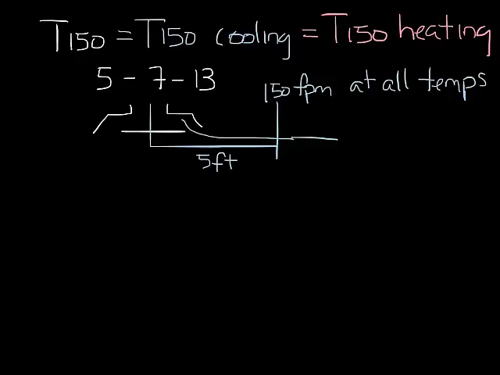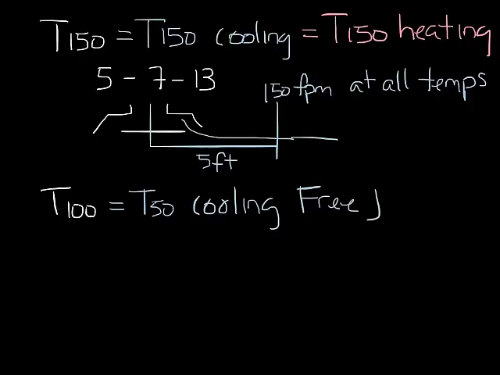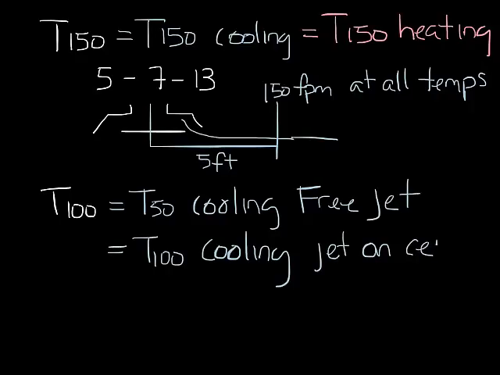The 100 feet per minute catalog throw number is useful because in cooling, the 100 feet per minute isothermal throw is equal to the 50 feet per minute cooling throw for a free jet, or the 100 feet per minute cooling throw if the air is moving along the wall. So let's draw this up there on our diffuser drawing.